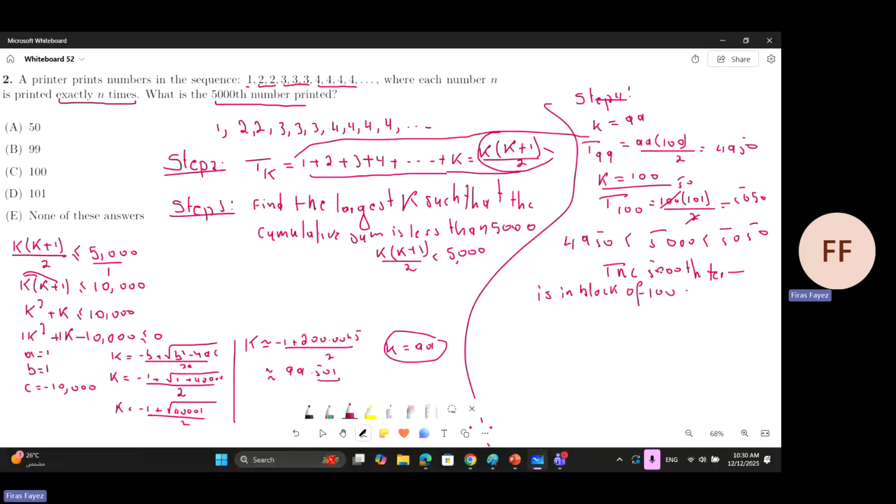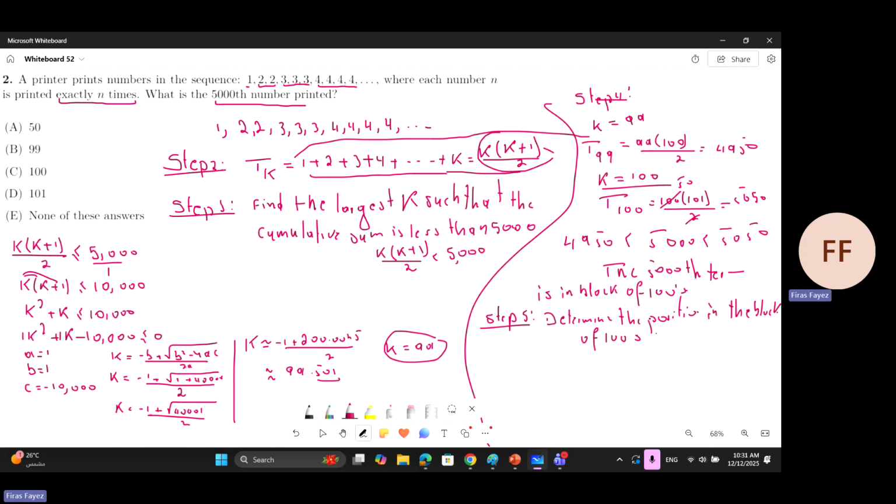We still have one step, guys. In this step, the most important step is to determine the position in the block of hundreds. So this is step number 5. So how can we determine the position in the block of hundreds? Let's write this one. Determine the position in the block of hundreds.